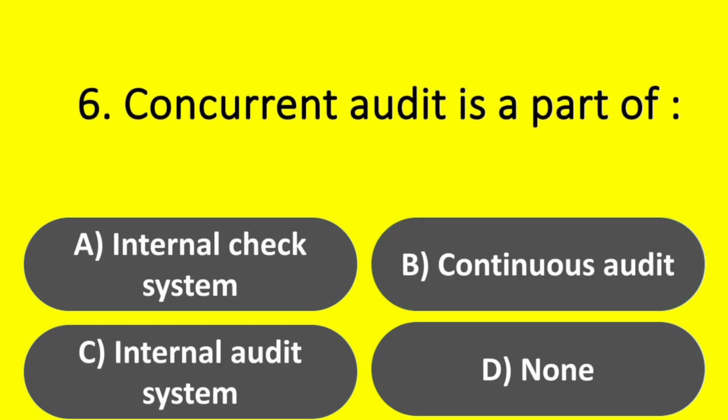Concurrent audit is a part of: Option A, internal check system. Option B, continuous audit. Option C, internal audit system. Option D, none. Answer: Option C, internal audit system.